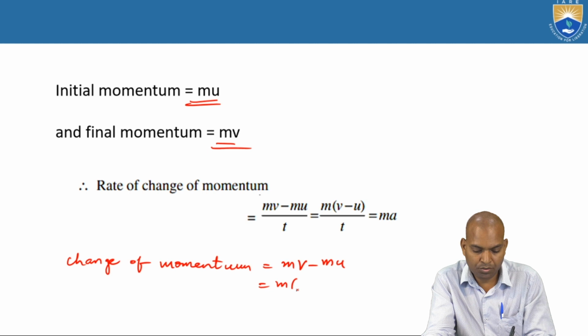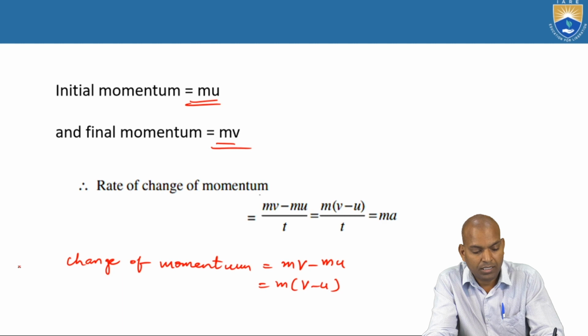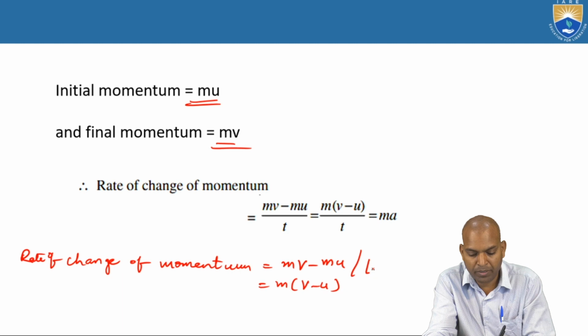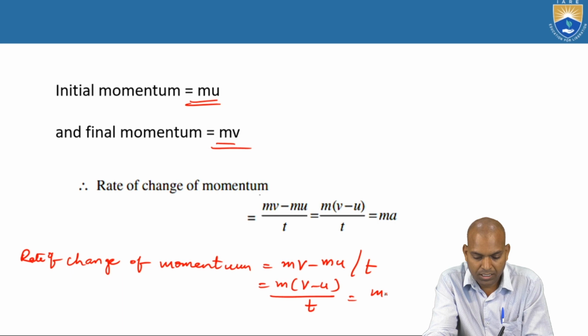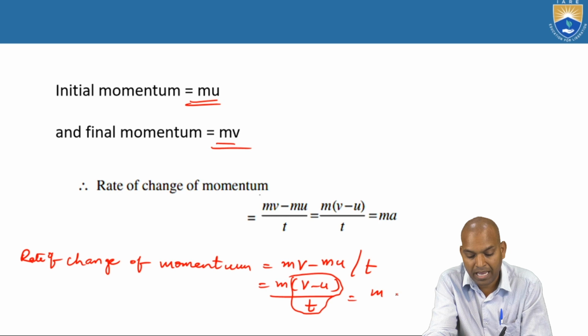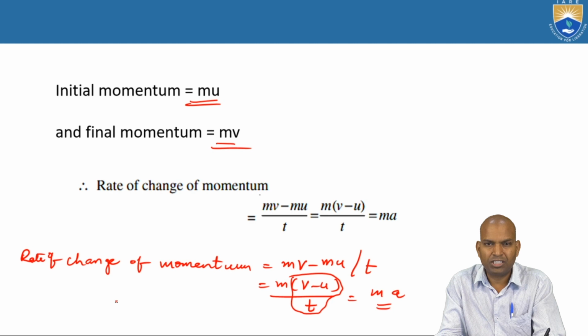What is the rate of change of momentum? The rate of change of momentum equals m into (v minus u) by t, that is (mv minus mu) by t. Change in velocity with respect to time is known as acceleration. Thus, the rate of change of momentum defines the force, that is F equals mass times acceleration.